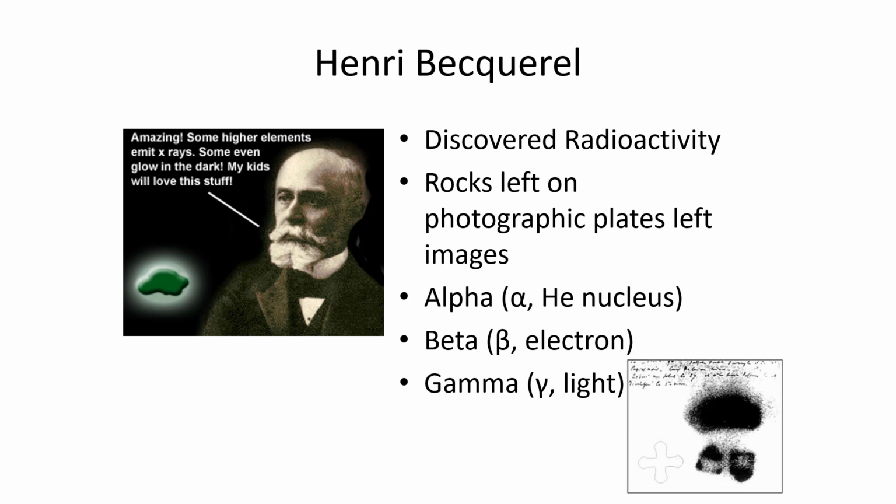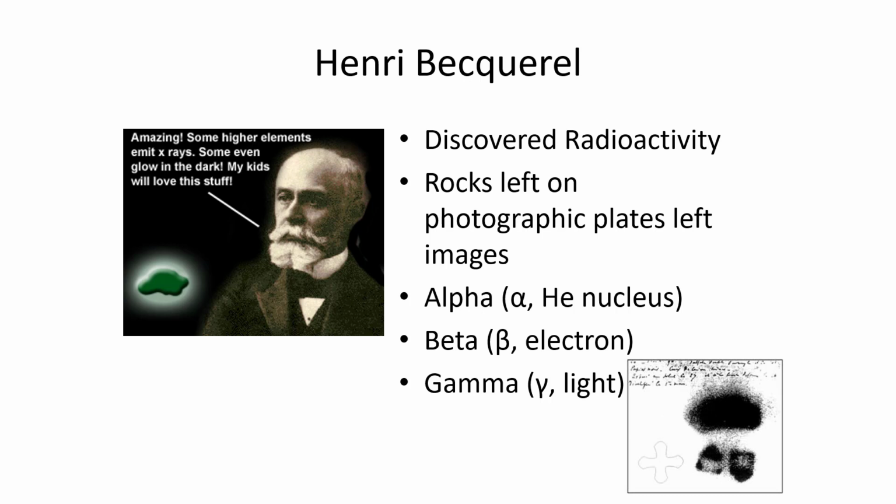And so what he noticed is it was the shape of the rocks. And so what he was noticing, these rocks were actually emitting some kind of energy that was causing these photographic images to become developed. And so with that, he discovered radioactivity. He went on to discover that there were alpha, beta, and gamma particles. An alpha particle is just a helium nucleus, a beta particle is an electron, and gamma particles are light.